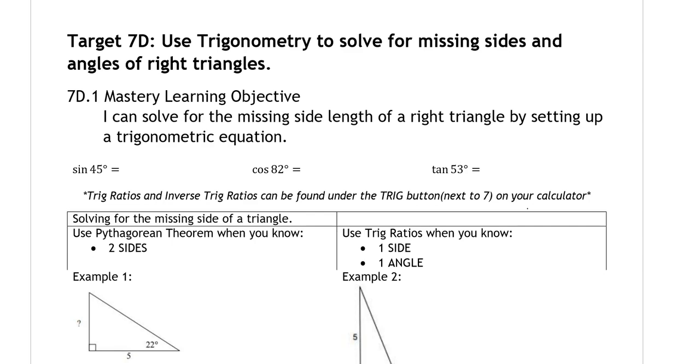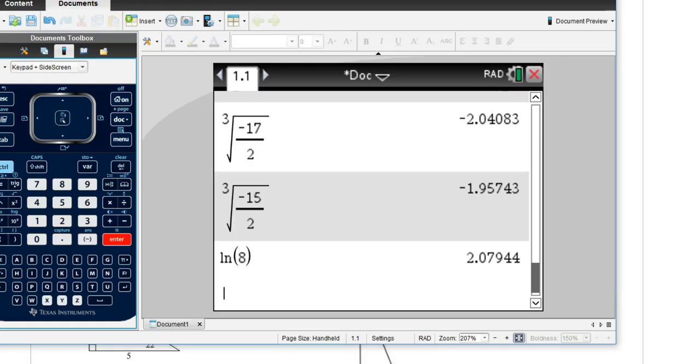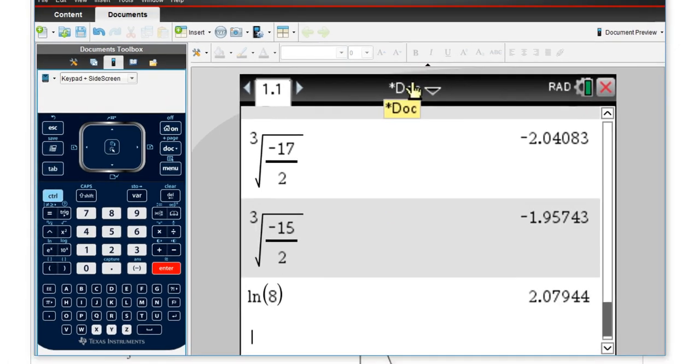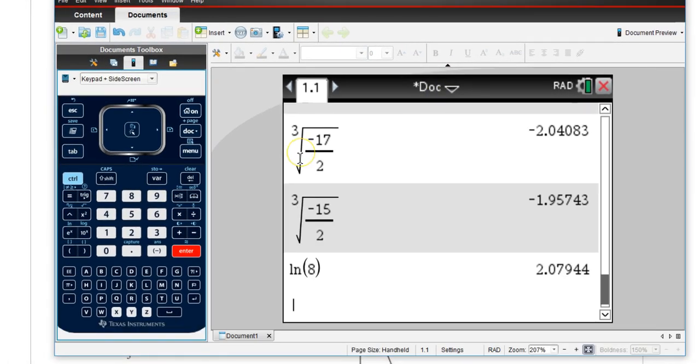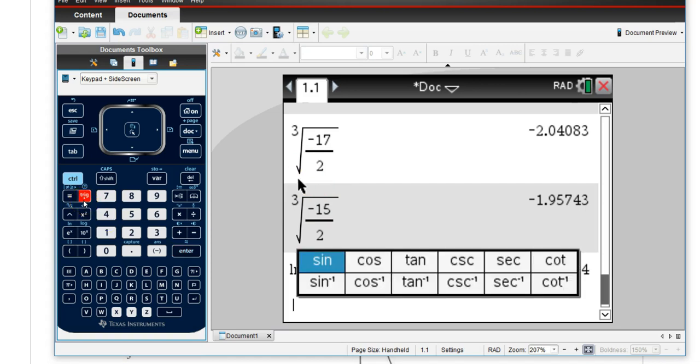So we're going to start looking at what the sine of angles are. Our calculator can help us with these. Sine of 45 degrees, cosine of 82, tangent of 53. We can type these in our calculator. Your trig ratios and our inverse trig ratios, which we're going to look at in our next video, are all here under this menu. Okay, so you can see all of them there.